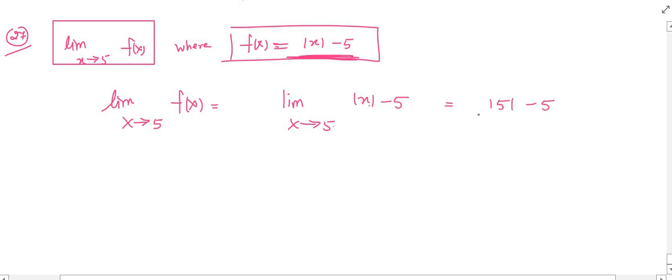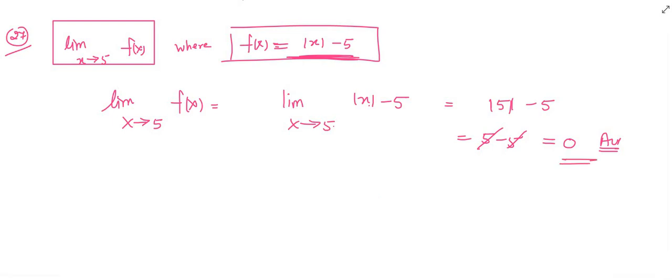Mod of 5 minus 5. Mod of 5 is how much? 5 only, which is 0. And 0 is a proper answer. If 0 by 0 is the answer, then it's a problem. But now this is accepted.